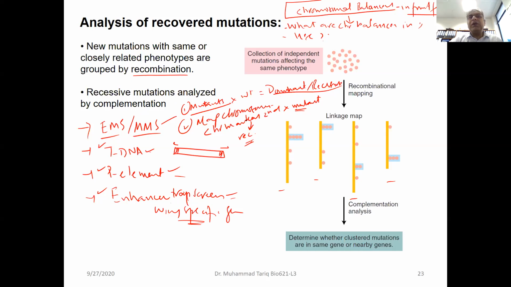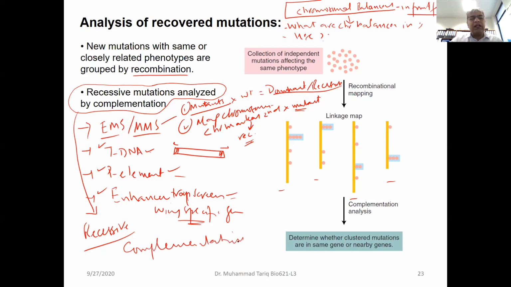Once you determine your mutation is recessive, let's say your phenotypes are recessive, another thing you should do is to determine if mutations are recessive. What you do next is you analyze them through complementation.